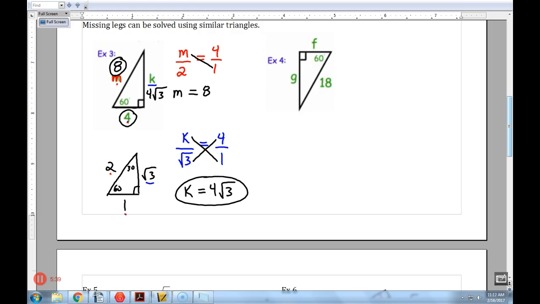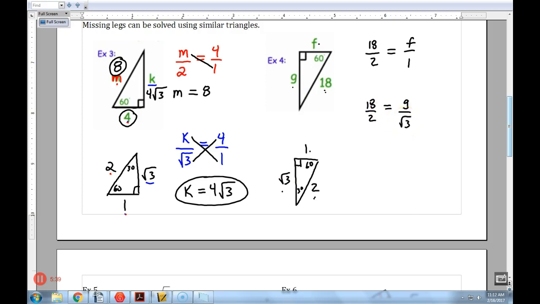So example 4, this time they give me the hypotenuse. So I'm going to set up my standard, my generic 30, 60, 90. There's 60, there's 30. So I always start with the smallest side, the hypotenuse, and then the freak side across from the 60. And now I can set up proportions. So I can say 18 is to 2 as f is to 1. And then to get g, I could set it up 18 is to 2 as g is to the square root of 3.